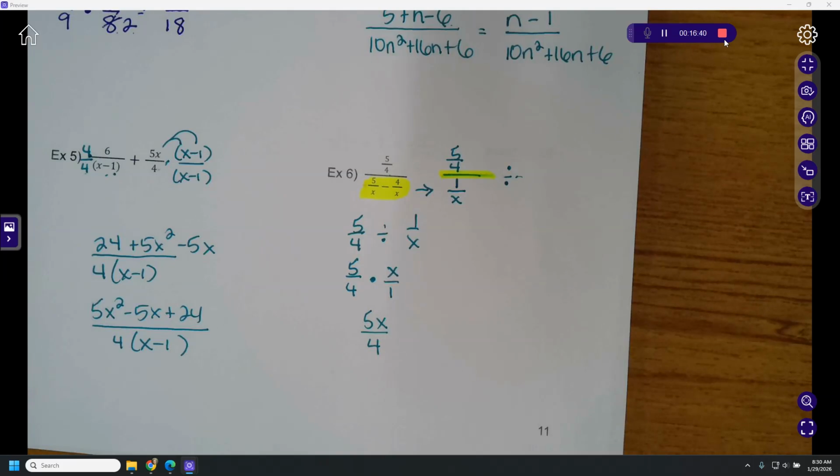Okay. Would you guys try question 11, please?